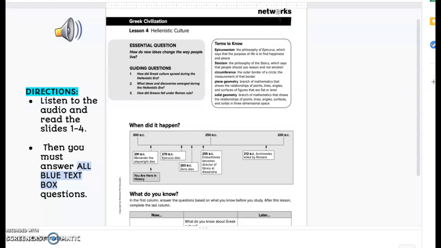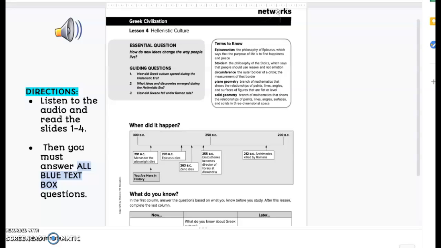Lesson 4, Hellenistic Culture. Essential question: How do new ideas change the way people live? Guiding questions: How did Greek culture spread during the Hellenistic era? What ideas and discoveries emerged during the Hellenistic era? How did Greece fall under Roman rule?